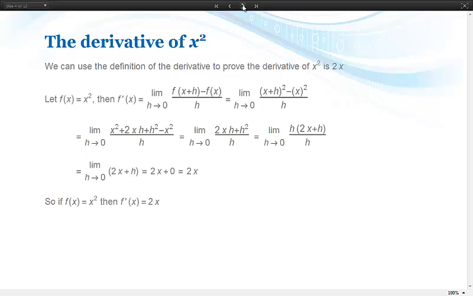Let's see if we can make more ground. How about the derivative of x squared? Well, we'll use the definition of the derivative to prove that the derivative of x squared is 2x.